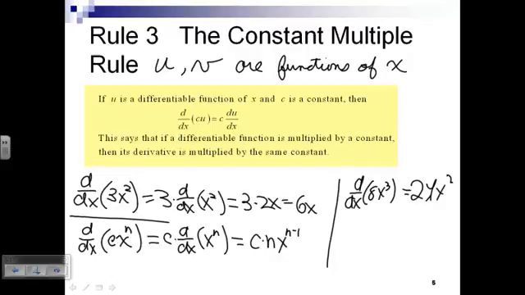So far, so good? So there's 3 rules. What were the 3 rules again? Constant rule. The derivative of any constant is 0. The power rule. The derivative of x to the nth is n times x to the n minus 1. Last one was the constant multiplier rule. The derivative of cu is c times the derivative of u. All right.